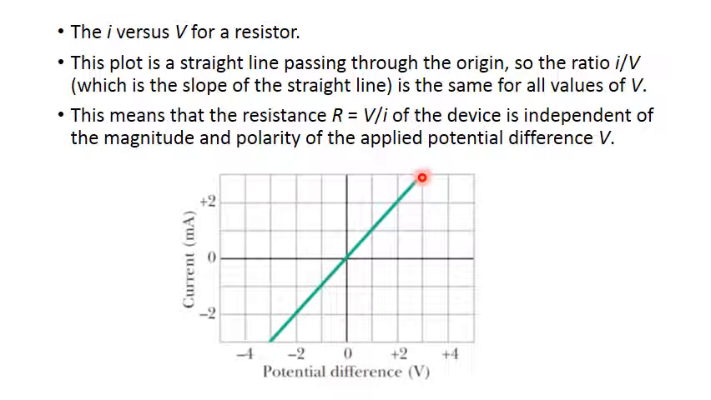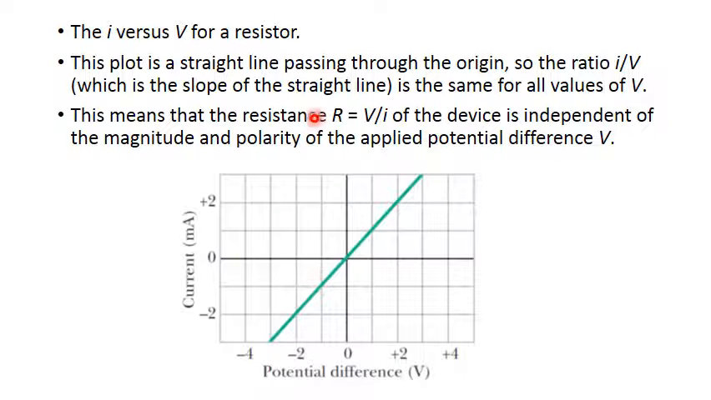So if we are talking about delta I over delta V, or delta V over delta I, it would be the same. This means that the resistance, which is V over I of the device, is independent of the magnitude and polarity of the applied potential difference, because the slope is constant. So the resistance here or here or here is the same, because at any point the slope of the curve is 1 over R. So if the slope is constant, the resistance is constant.